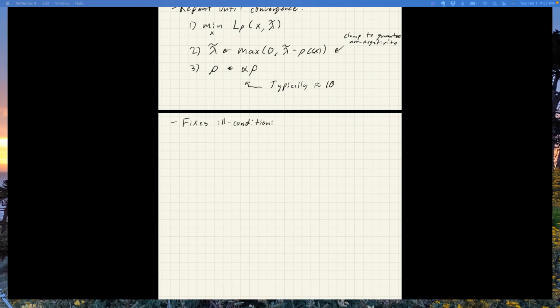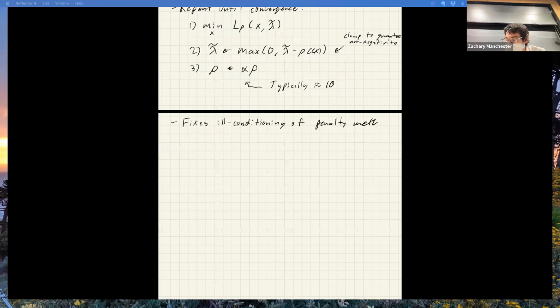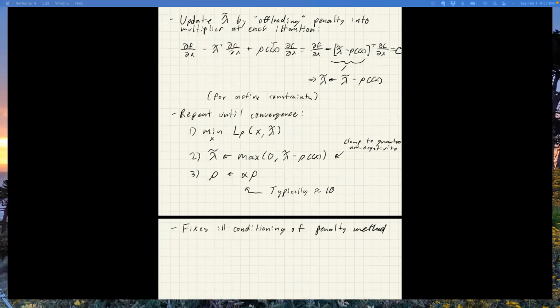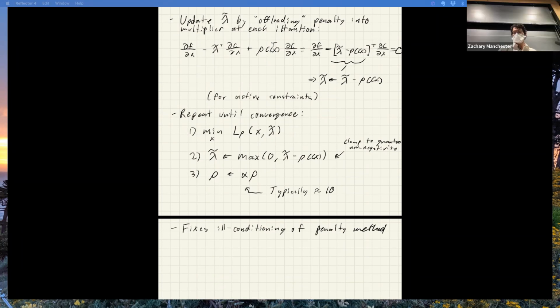I have another quick question. Could you scroll up to the updating lambda hat? Yeah. So here you go. I'm a little confused how the right-hand side of the equation where it says equals 0 implies that lambda hat should be updated by the minus rho c of x term. So that whole thing's equal to 0. That's just the first order necessary condition.